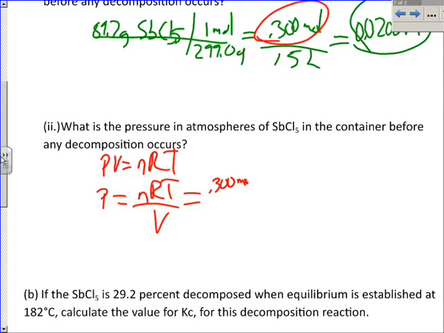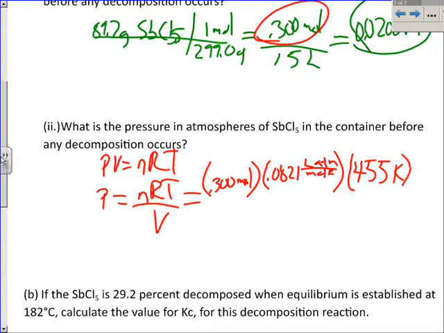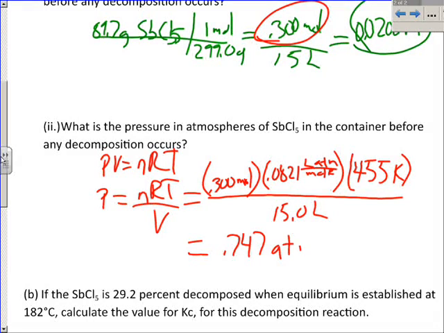0.300 moles that we calculated. We've got our R value, which remember in this chapter we're using the atmosphere value, so that's liter atm over mole Kelvin. And our temperature, well, it wasn't given in this, but we already figured out that that would be 455 Kelvin, and the total volume of this container was 15.0 liters. So at this point I can plug and chug, and I can calculate the pressure to 3 sig figs is 0.747 atm.